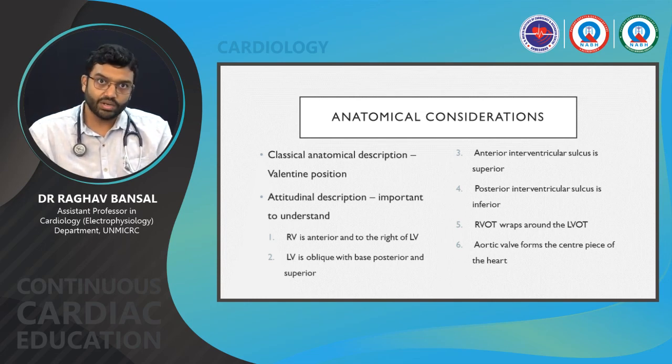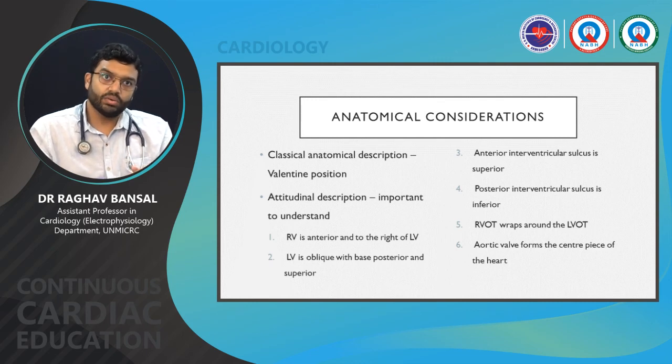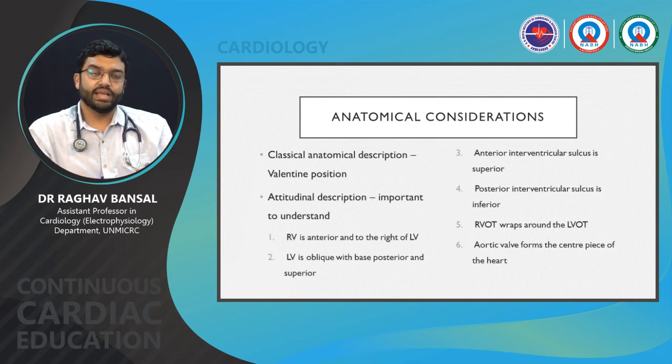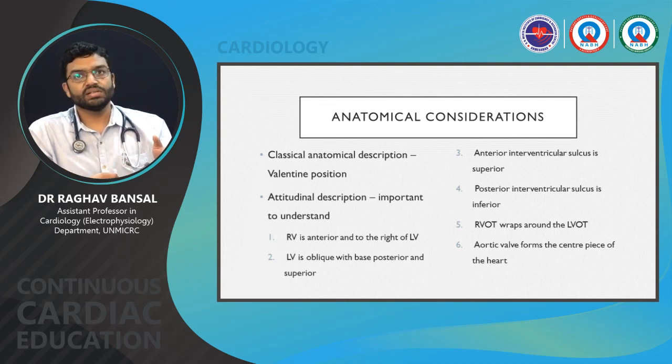It's not only to the right of the LV, it is also anterior to the left ventricle, and the LV is lying obliquely in the thoracic cavity with the apex inferior and anterior, and the base posterior and superior. What we call the anterior interventricular sulcus is actually superior, and what we call the posterior interventricular sulcus is inferior.